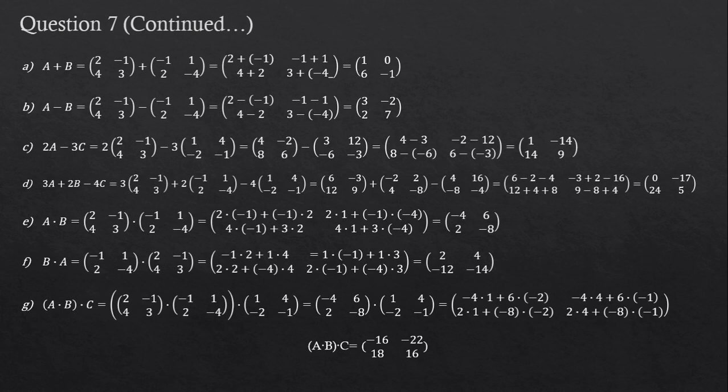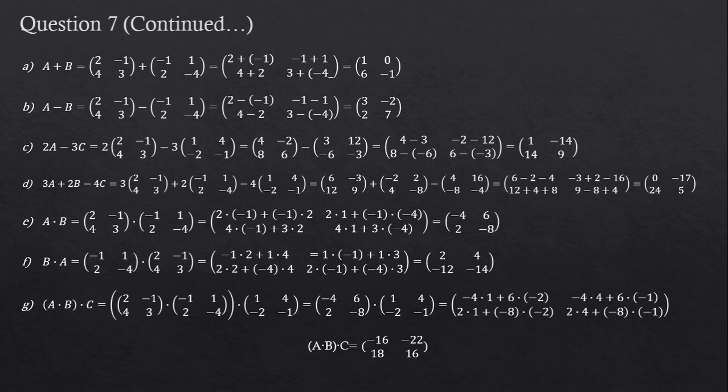For F, the order of the multiplication is reversed. So expect an answer that is not equal to A times B, which is 2, 4, negative 12, and negative 14, because we already confirmed that A times B is not equal to B times A. Not necessarily. That's the main point. Sometimes it is equal, sometimes it is not.